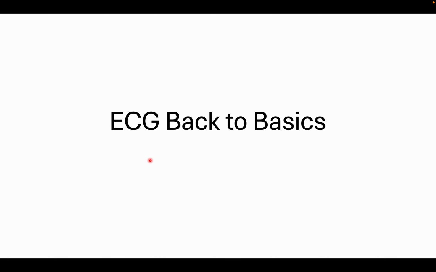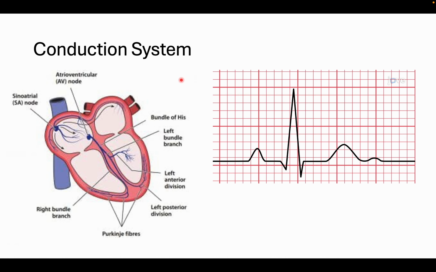Welcome everyone to the first video of the ECG crash course, where we'll go through a basic systematic approach to interpreting ECGs. So we'll firstly quickly recap the conduction system of the heart. Electrical activity starts at the sinoatrial node, and this sends a signal down to the atria, and this depolarizes both the right and left atrium, forming our P wave.